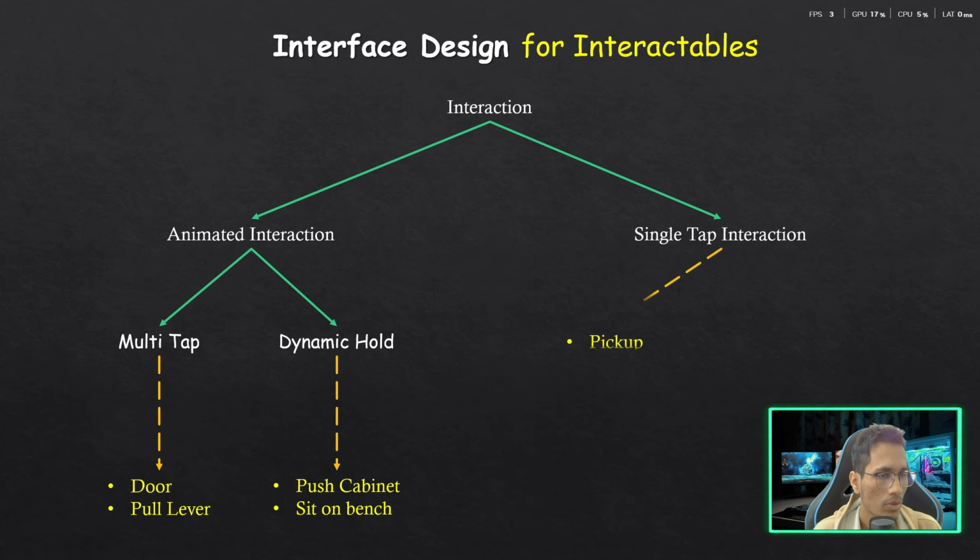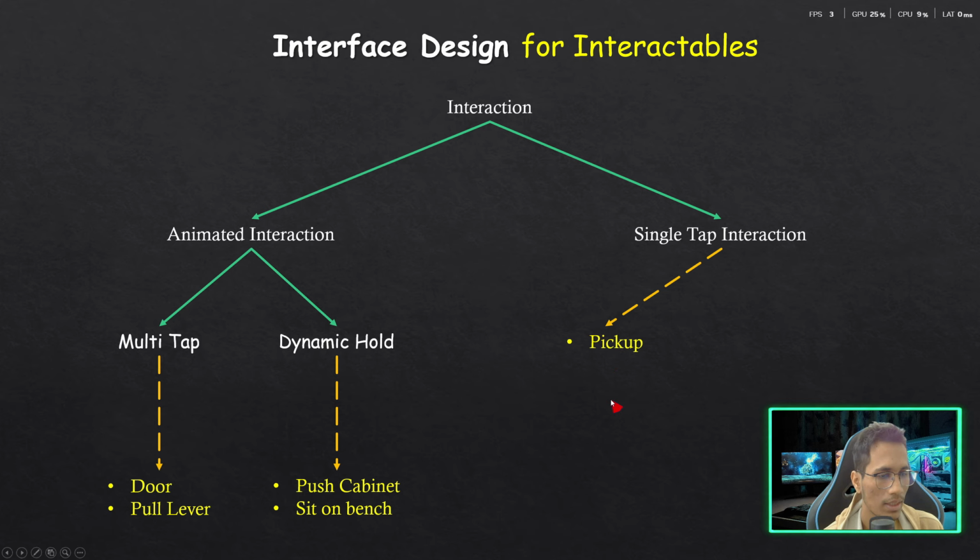Okay, and now we go to single tap. So here you have something like pickup. For example, you see an item, you pick it up, and that's it. You see a small notification in the right that you have picked this item, and this is the stack count. That is the usual gameplay UI these days. But the idea is you just press and you pick up.